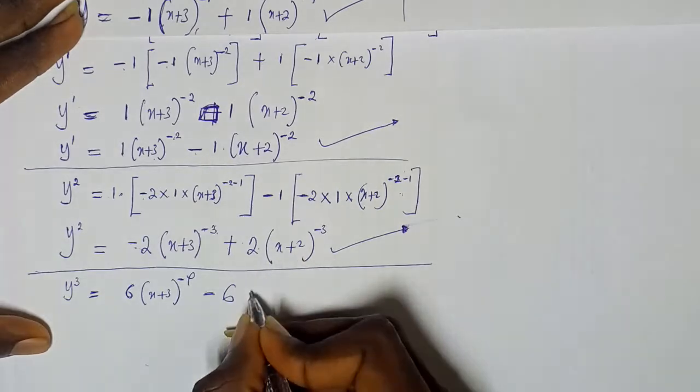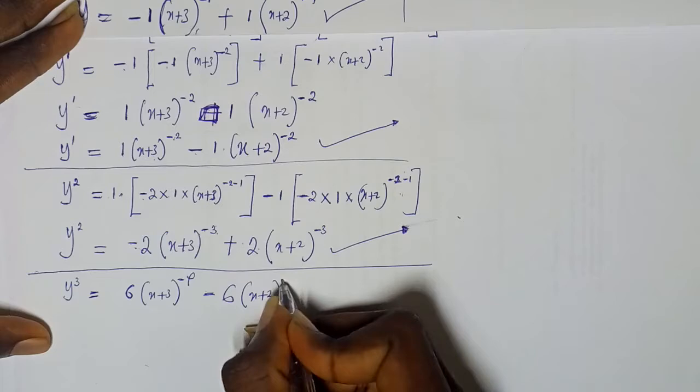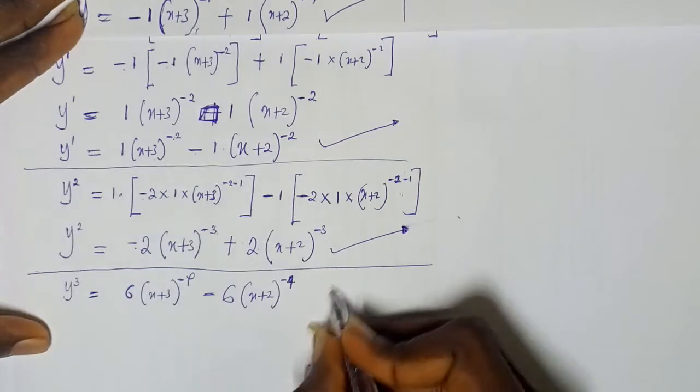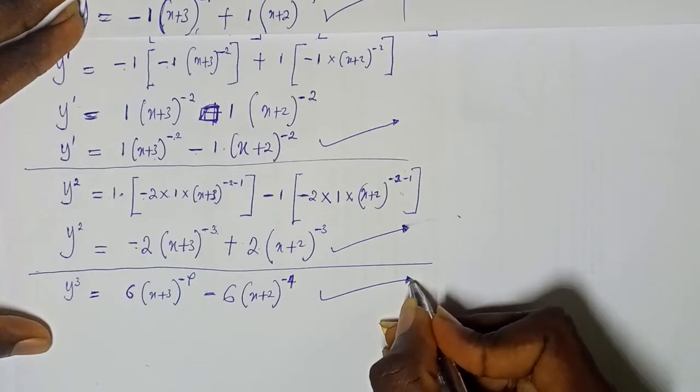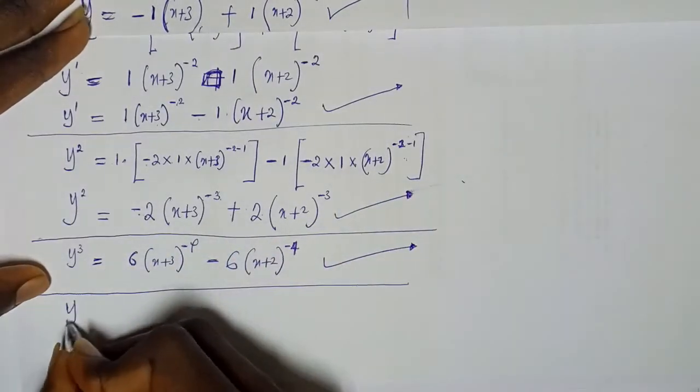Then differentiate total outside the bracket, we have 1. Repeat everything back, which is x plus 2 raised to the power minus 3. When you subtract 1, you still have negative 4. So this gives the third derivative. Now it doesn't end there. What is the fourth derivative?